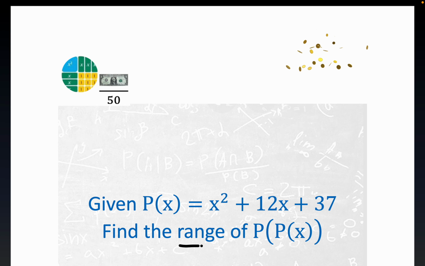We're looking for the range of a quadratic expression composed with itself. In other words, p of x is this quadratic expression, x squared plus 12x plus 37. We want to know what the range of p of x is when you substitute it into itself.